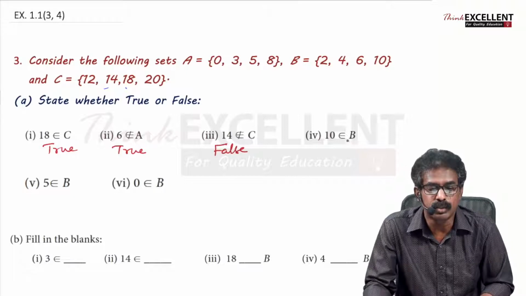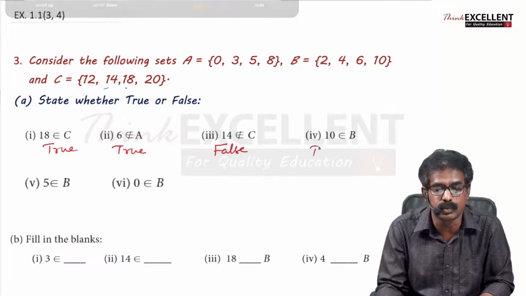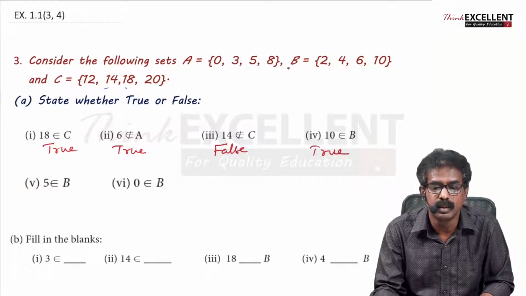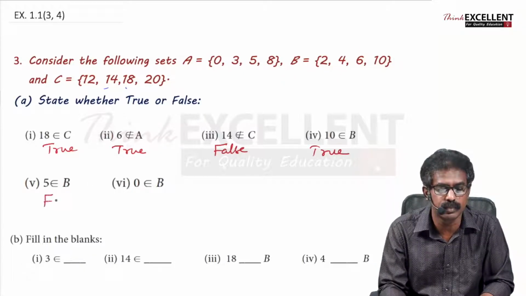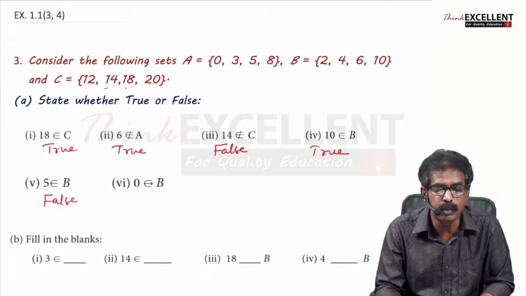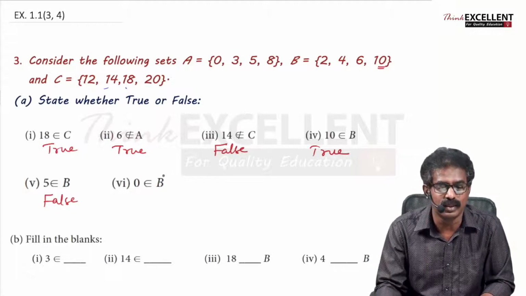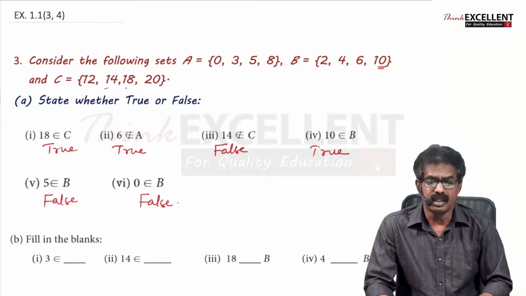Fourth one, 10 belongs to B. In B, yes, 10 is there. So 10 belongs to B. It is correct only. So it is true. Next one, 5 belongs to B. In B, 5 is there? No. So it is false. 0 belongs to B. In 10, 0 is there, but that you cannot take, right? So 0 belongs to B? No, it is not there. So it is false. So it is for true or false.